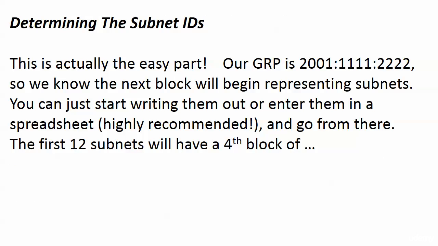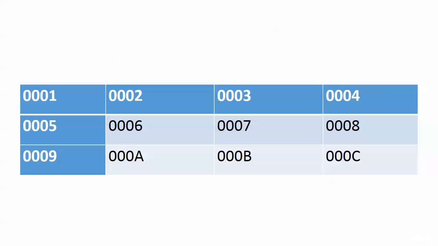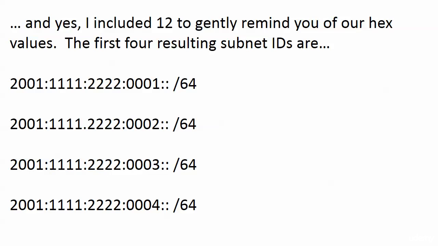You just go from there and you start with, well, what would you start with? The first 12 subnets would have a fourth block then of 0001, and then frankly just 2, 3, 4, 5, 6, 7, 8, 9, and then A, B, and C. And what would the next two be? D and E, and then another one would be F. That's as far as you could go because we're doing hex. And I used this number of subnets in particular just to gently remind you of the hex values that we're using here.